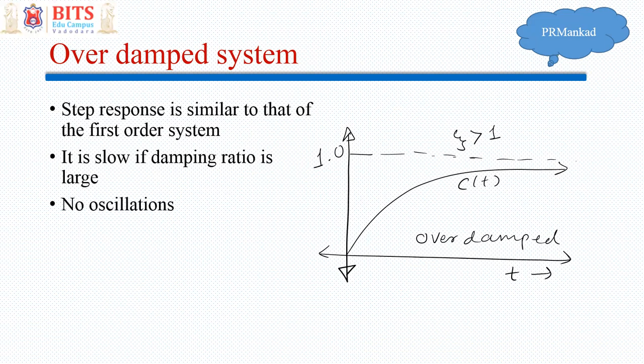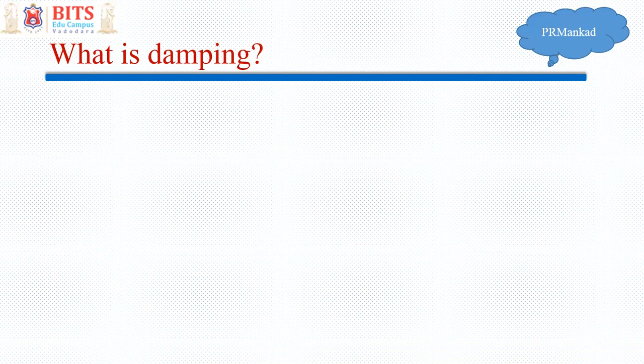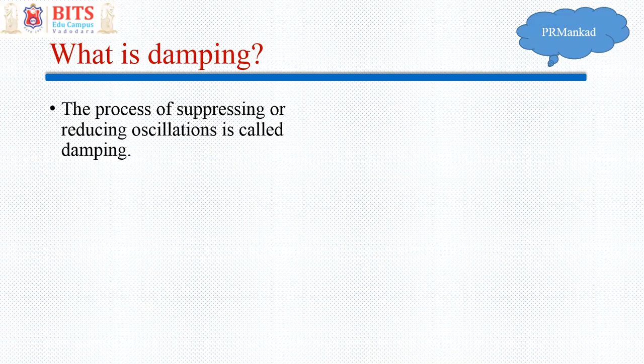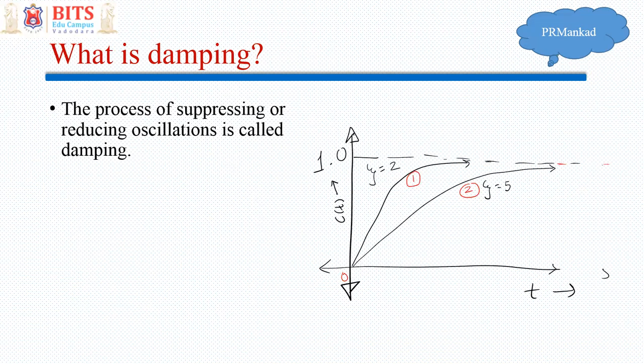So now you can see the main feature of this system is there are no oscillations in the system, right? So this is a slower system. Now, damping is the word which is coming across in this for the first time. So damping is nothing but the process of suppressing or reducing the oscillations, right? Now, you can see this is an over damped system. So damping is such a large value that there are no oscillations at all.